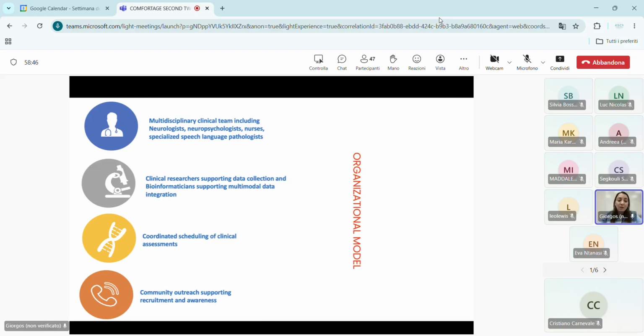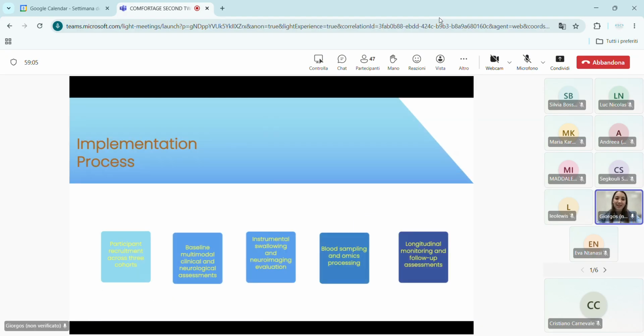And we also need the community outreach and to support recruitment and awareness. And in that sense, we have already organized workshops, Dementia Awareness Day. We've also talked on radio and on TV about dementia. So we've done other things besides running the pilot.